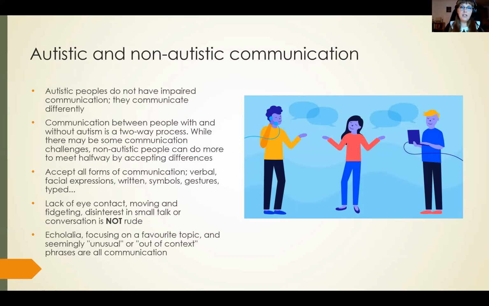So as non-autistic people, we should accept all forms of communication: verbal, facial expressions, written, symbols, gestures, and typed. I have known a lot of autistic adults who communicate verbally nearly all of the time, but if they're very tired, particularly stressed, or having a particularly difficult day, they may feel more comfortable communicating over text or writing down their communication. And it's also very important to remember that what a non-autistic person might consider rude is not necessarily the case for an autistic person.